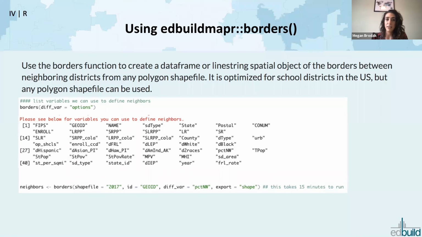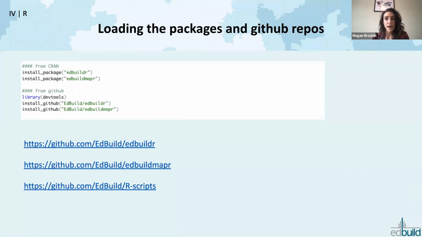And so we decided to build a function for people to find the borders between any shapes that they would like. If you want to see a full vignette of how this function works in action a little bit more, you can go to that About the Packages link that I mentioned earlier, and there's a more in-depth example of this function. So like I said, these packages are on CRAN, so you can install them directly from there. You also can install them from EdBuild's GitHub.